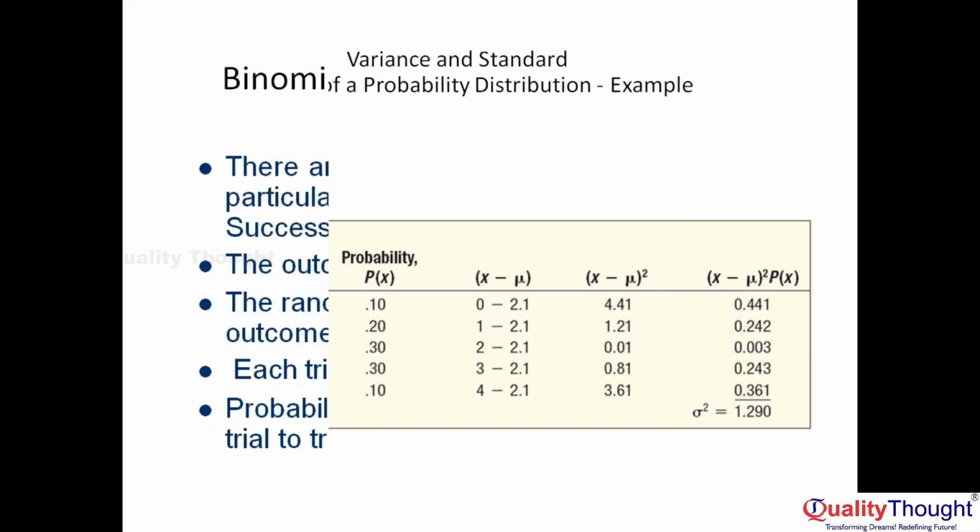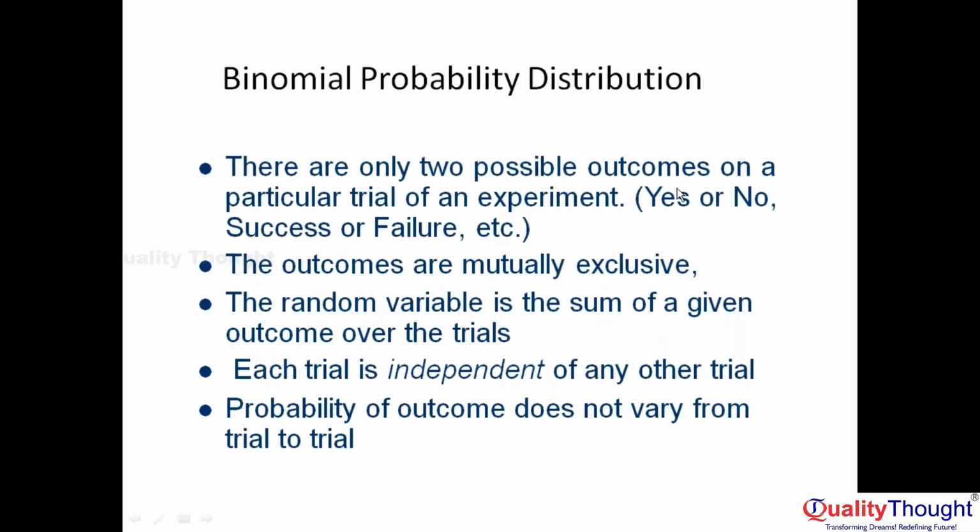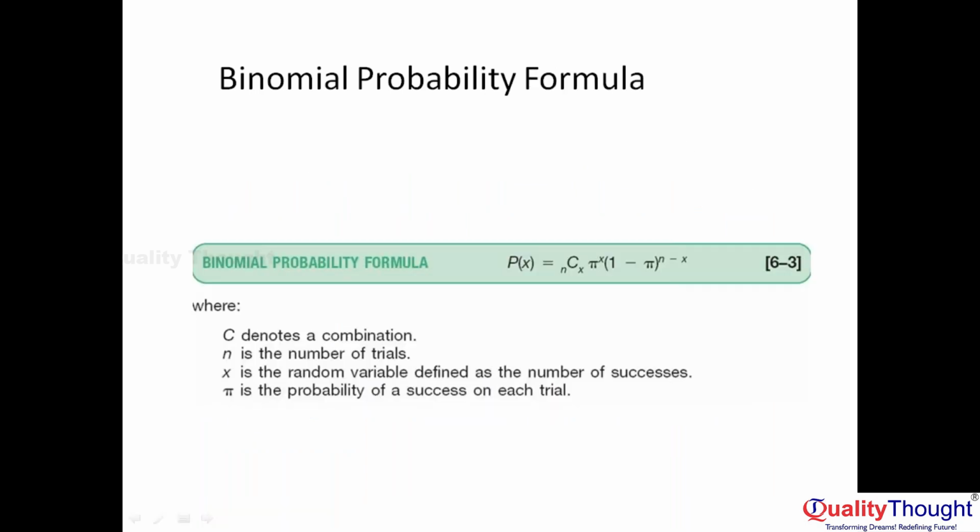Here, a binomial distribution will have only two possible outcomes, such as yes or no, success or failure. The two outcomes are mutually exclusive, and each trial is independent. We all know all this stuff, right or wrong? We all know everything of this. Now, the binomial probability formula is something like this.